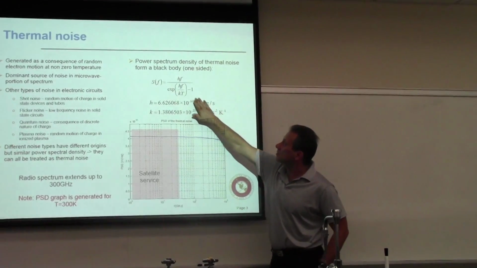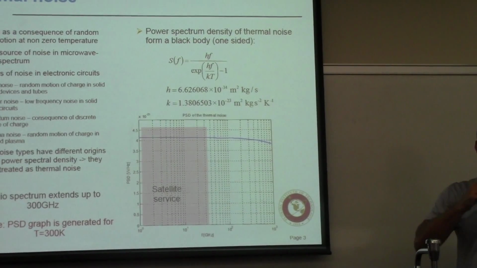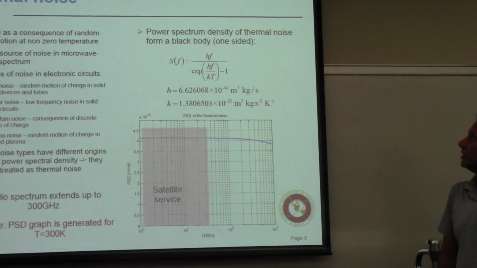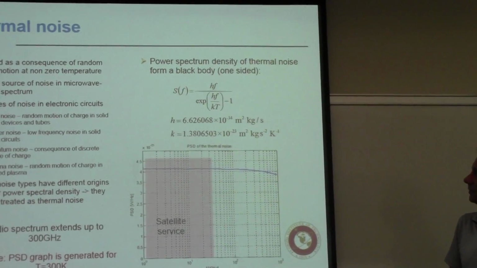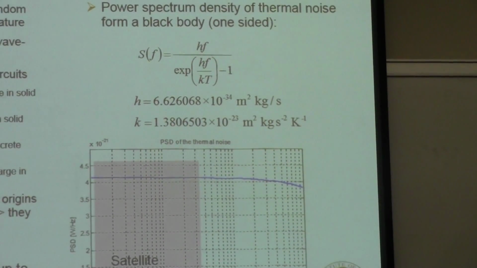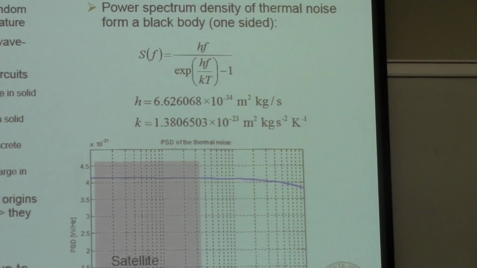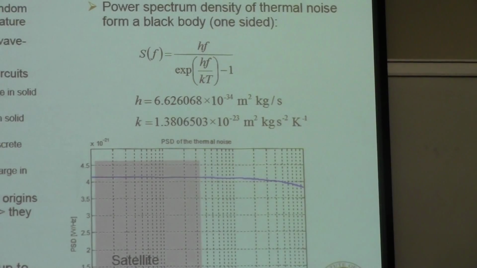And this is the expression that gives you the power spectral density for the noise, one-sided, meaning just for positive frequencies. h is Planck's constant, and k is the Boltzmann constant. You've probably seen them somewhere in school.